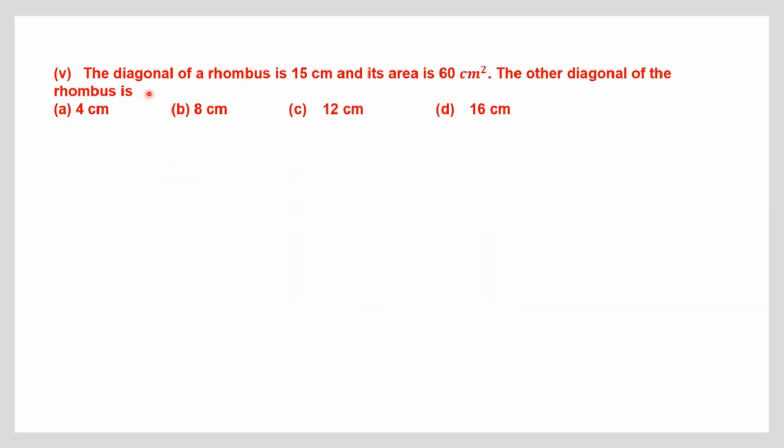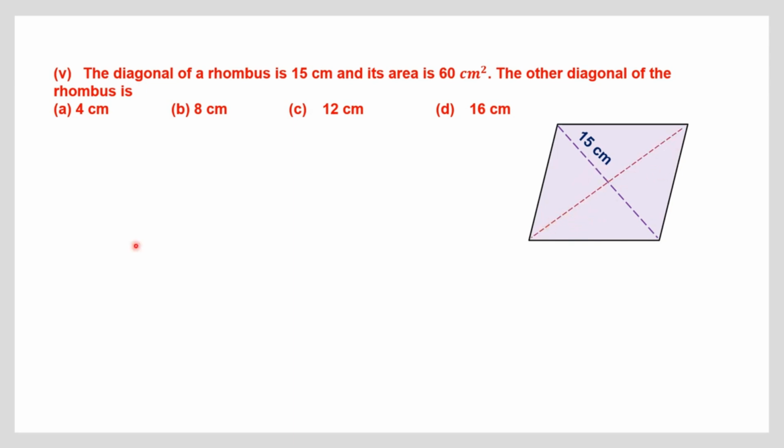Question 5. The diagonal of a rhombus is 15 centimeters and its area is 60 centimeters square. The other diagonal of the rhombus is what we need to find. So we have the figure here. We have the diagonal shown here, and this is one diagonal, and this measurement is given to us. Now we have to find the measure of the other diagonal.